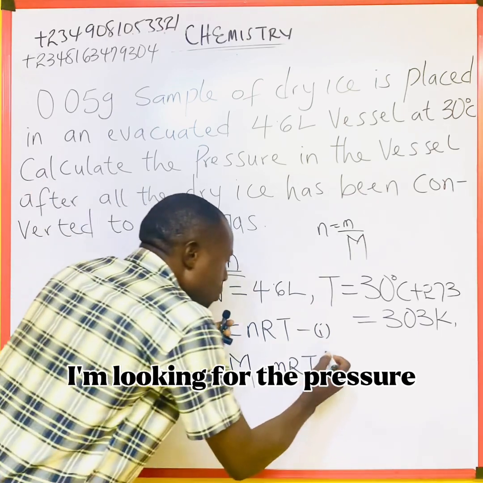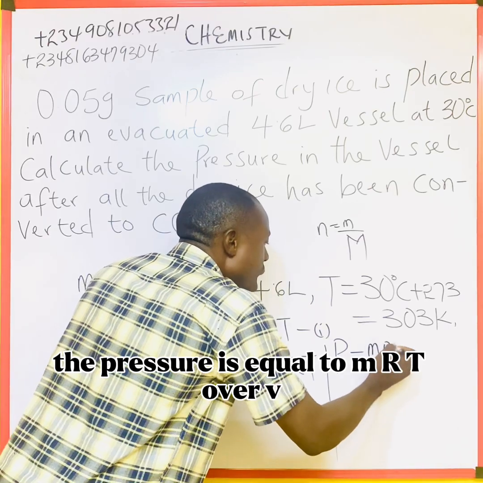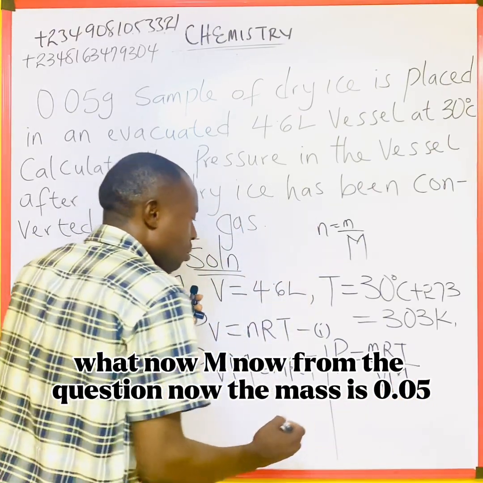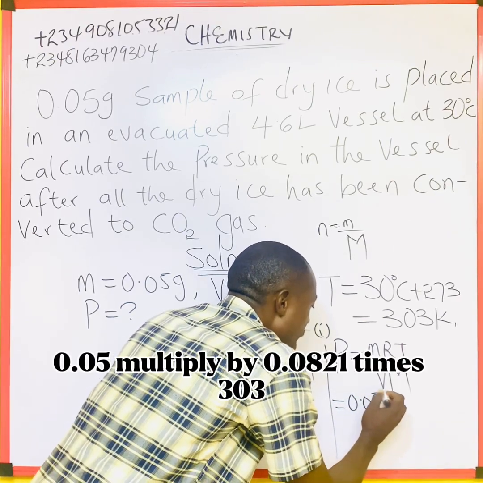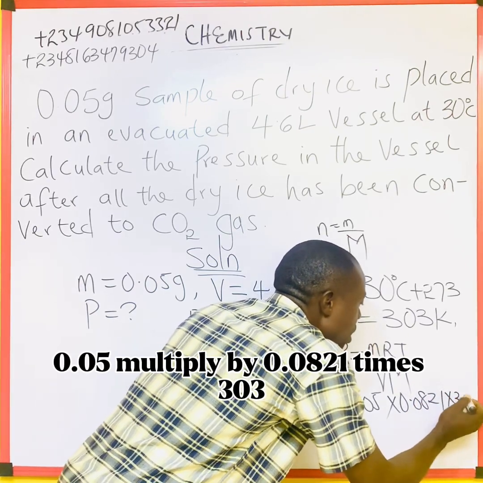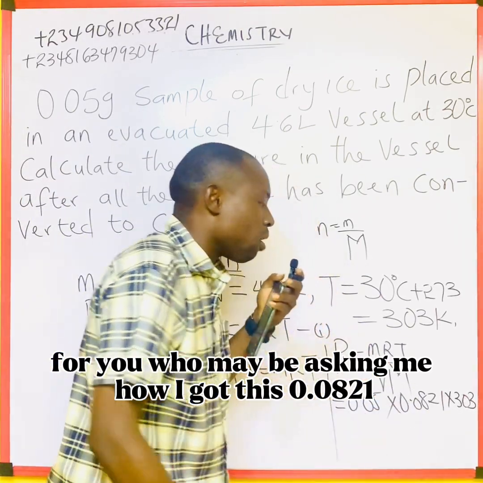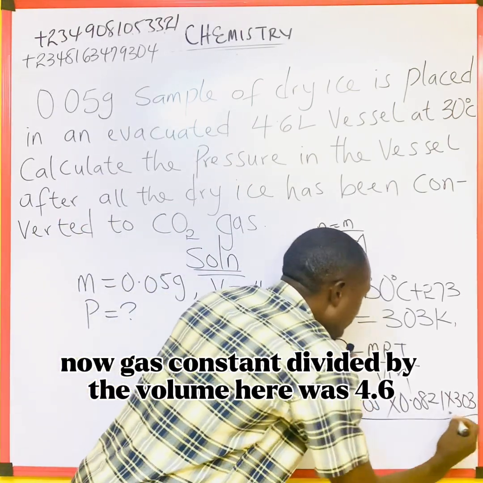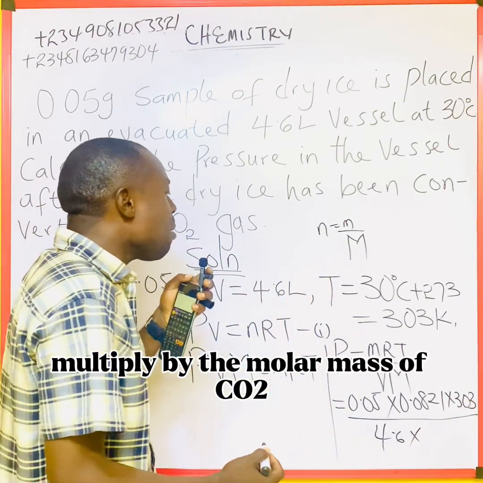So what do we do here? I'm looking for the pressure. So I come here to say the pressure is equal to mRT over VM. Now from the question, the mass is 0.05 multiplied by 0.0821 times 303. For you who may be asking me how I got this 0.0821, it is called the gas constant. Is that clear now? Gas constant, divided by the volume here, which was 4.6, multiplied by the molar mass of CO2.